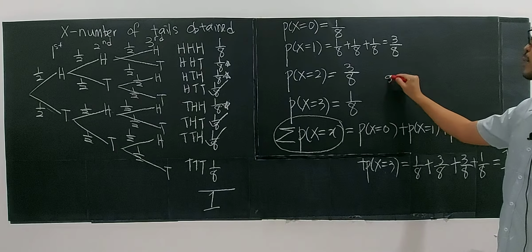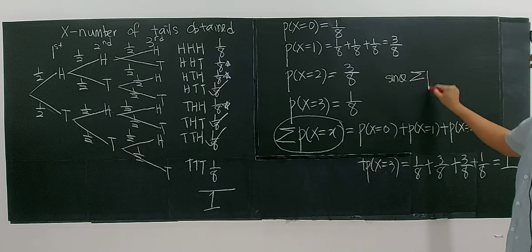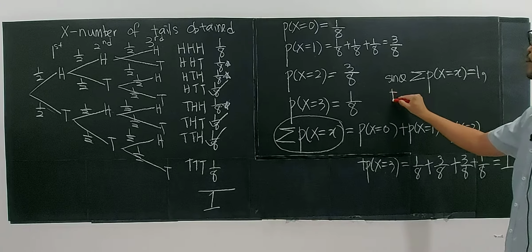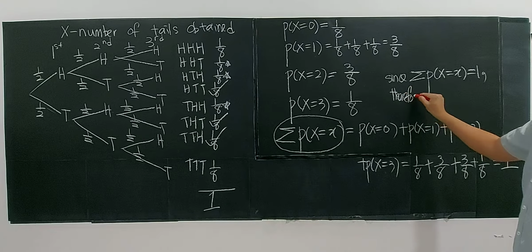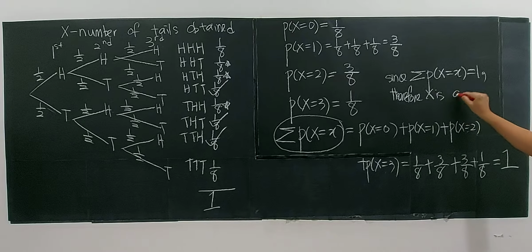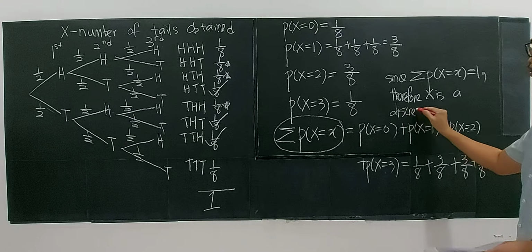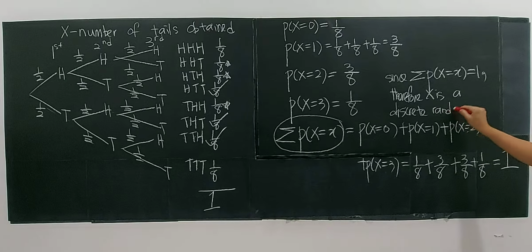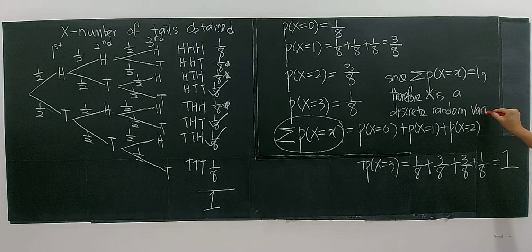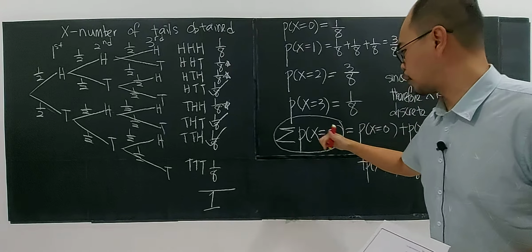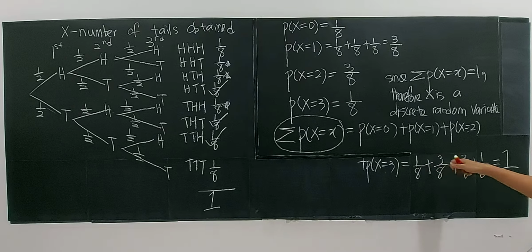So therefore you say that since the summation of all the probabilities, for this case, equals 1, therefore X is a discrete random variable, right? This is a very simple explanation for you, alright? As long as you can show that the total probability, adding discretely, is equal to 1, then it means that this is a discrete random variable.